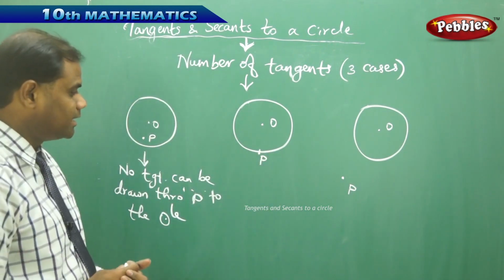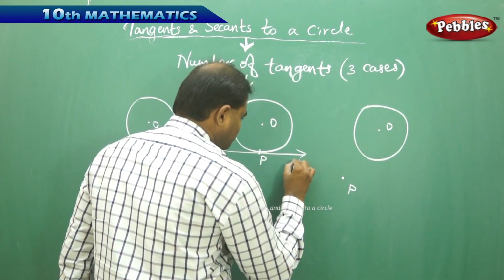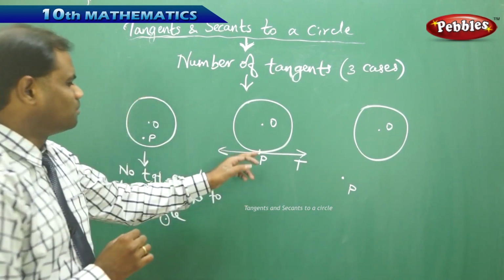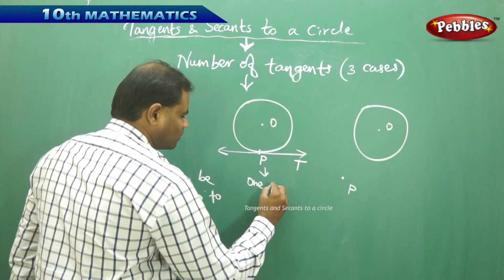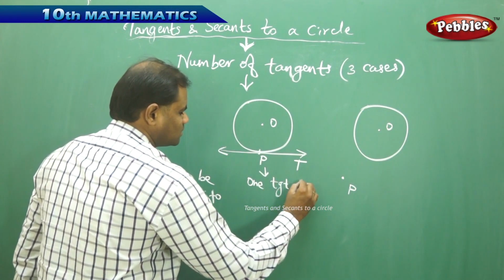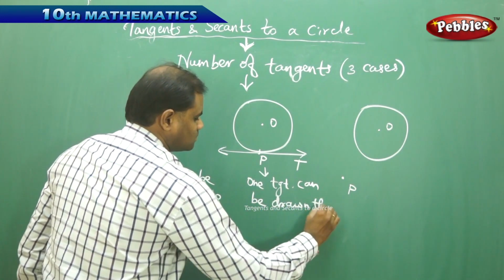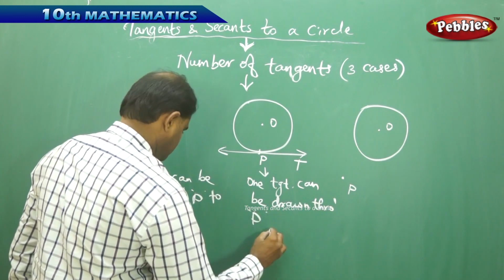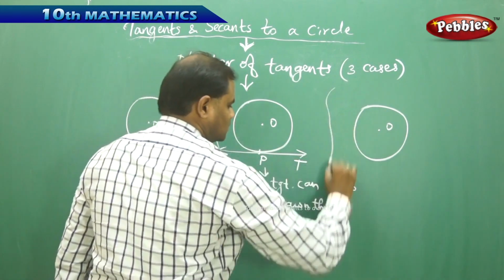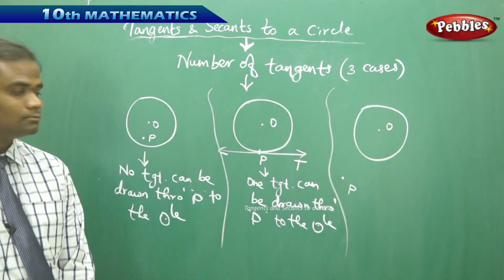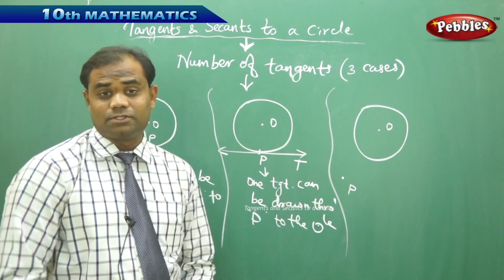Now in this case, clearly I can see that there is one tangent which can be drawn to the circle passing through P. Therefore, in this case, I have one and only one tangent that can be drawn through P to the circle as given here. So, no tangent and one tangent is how we get from the first two cases.